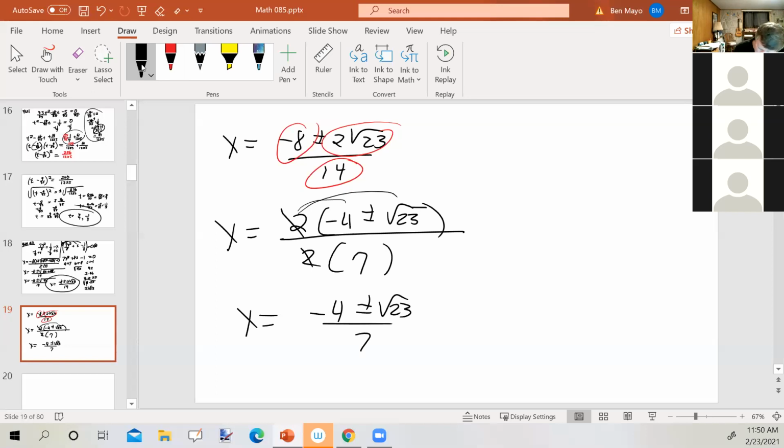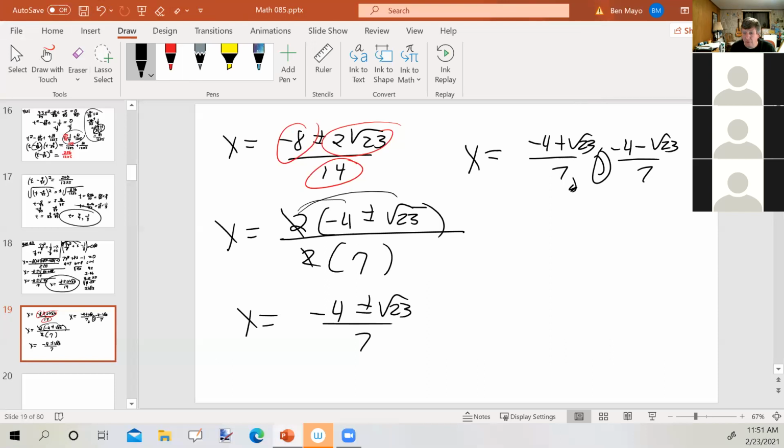Now, your answers, you'd put x equals -4 plus the square root of 23, the whole thing over 7, comma, -4 minus the square root of 23, the whole thing over 7. Make sure your comma is not down here with the 7, but is out there separating the two big fractions. All right with that? Yeah, thank you. You bet. Any others before we go on? No. Okay. Then let's go.